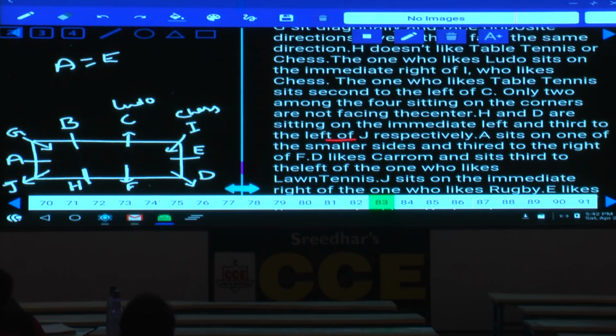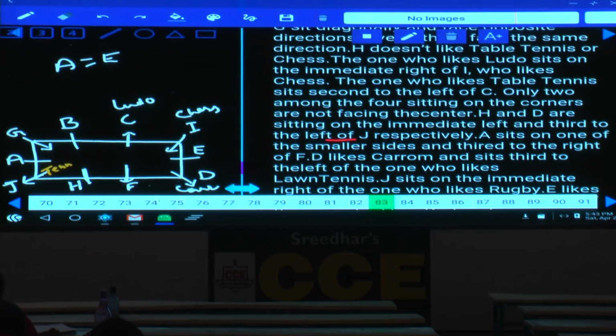Done with this? Now we have done with this information, and A sits on one of the smaller sides and third to the right of F. A is seated third to the right of F, the next one. And D likes caroms. Now D likes caroms and sits third to the left of the one who likes lawn tennis. Tell me who is the person who likes lawn tennis here? This J likes lawn tennis, isn't it? Now this J likes lawn tennis.